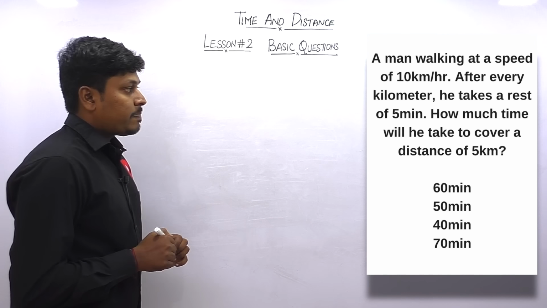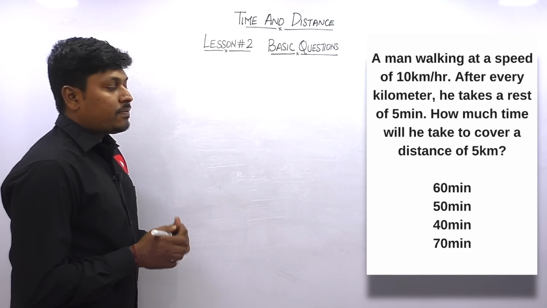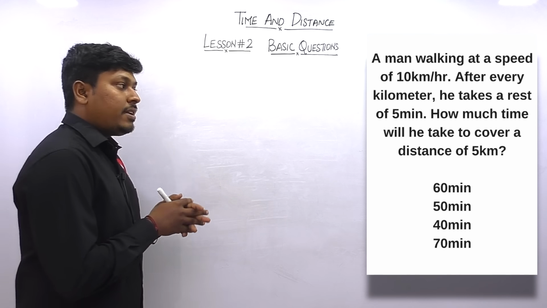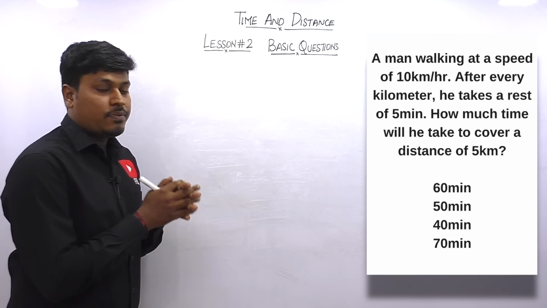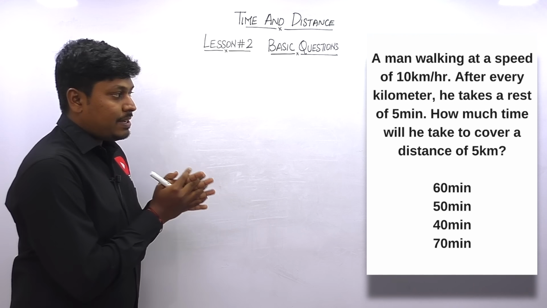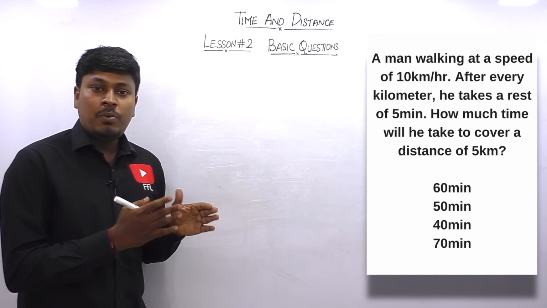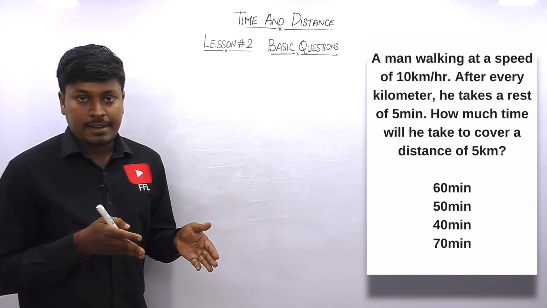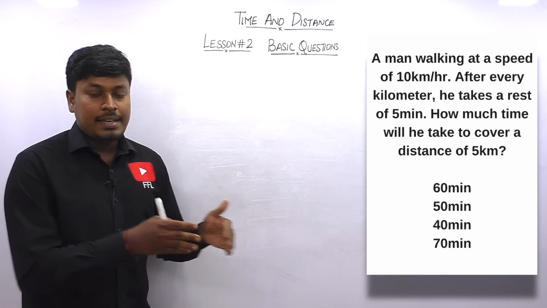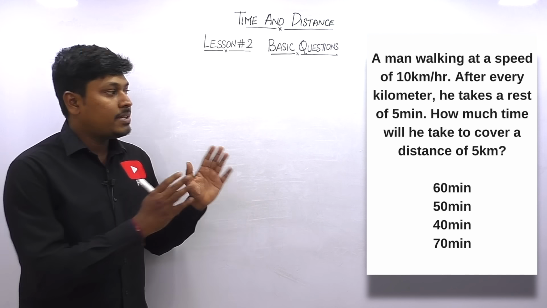Question number 4. A man walking at a speed of 10 km per hour, after every kilometer takes a rest for 5 minutes. How much time will he take to cover a distance of 5 km? So what he is saying is a man walking at a speed of 10 km per hour. The meaning is for 1 hour he will travel 10 kilometers, right? At that speed he is walking.